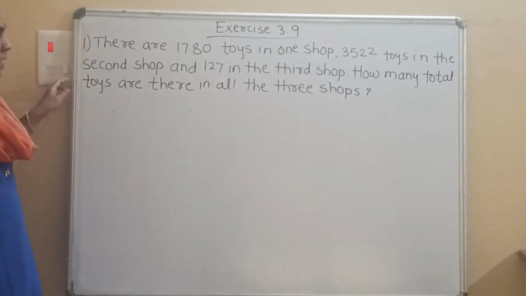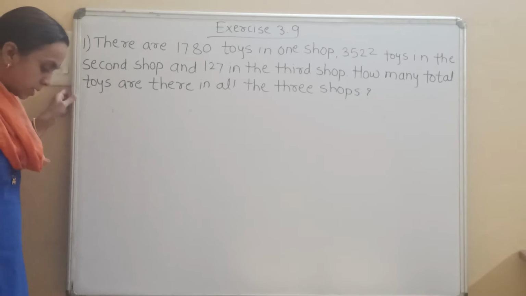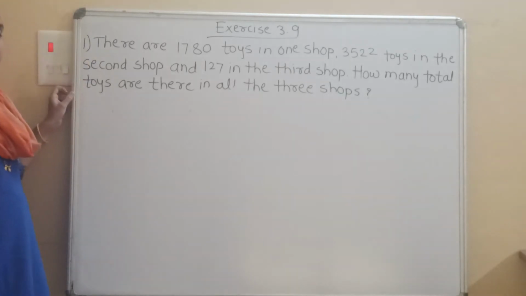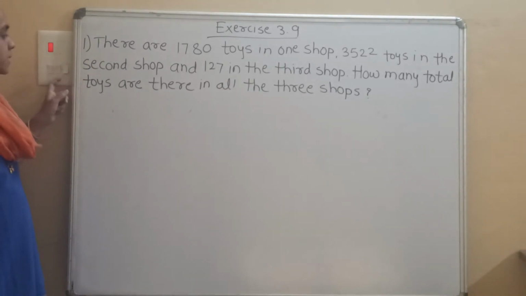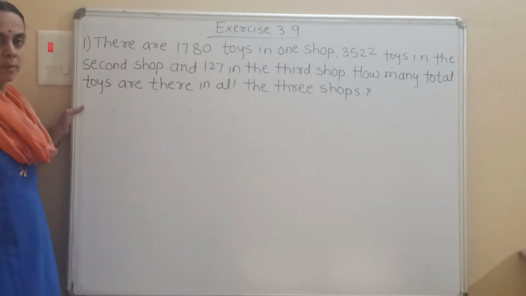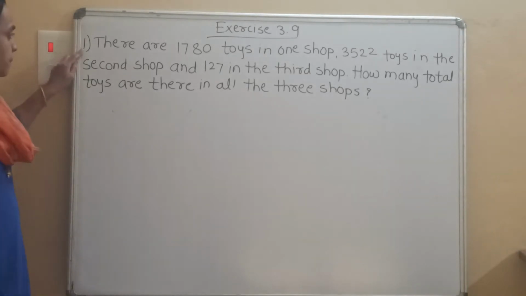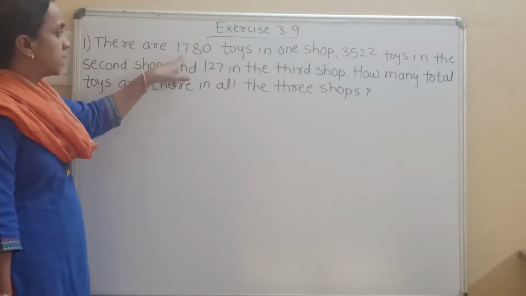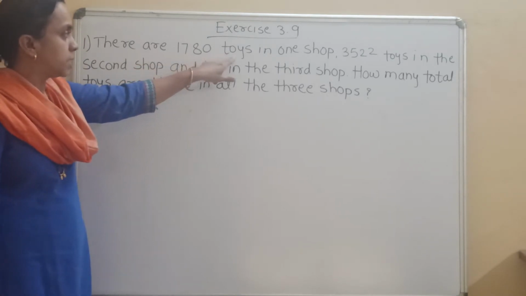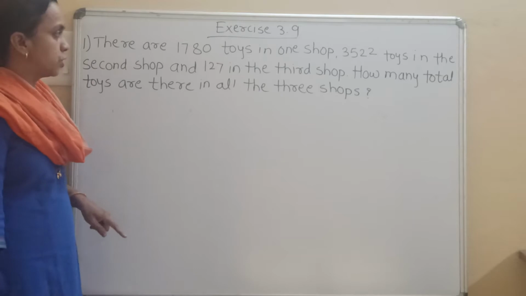Now exercise 3.9, page number 50. In this complete exercise 3.9, there are a total of 10 word problems. You have to write this exercise in your notebook. Okay, so we will see the first example. There are 1780 toys in one shop.